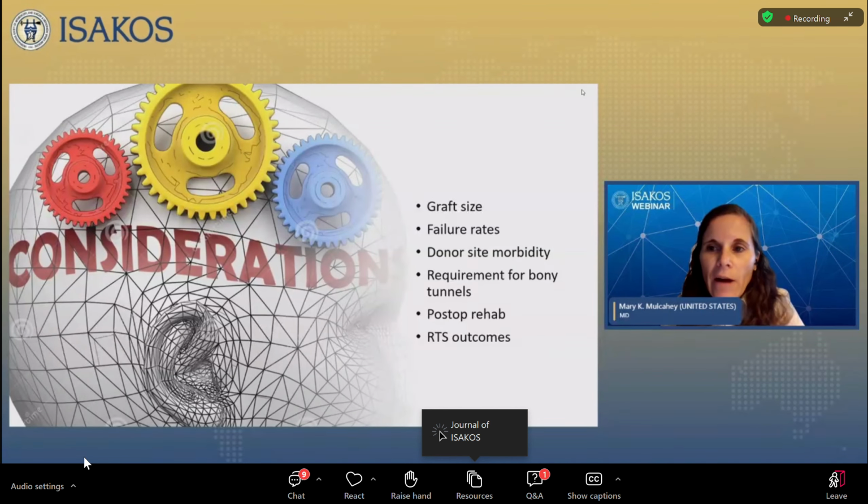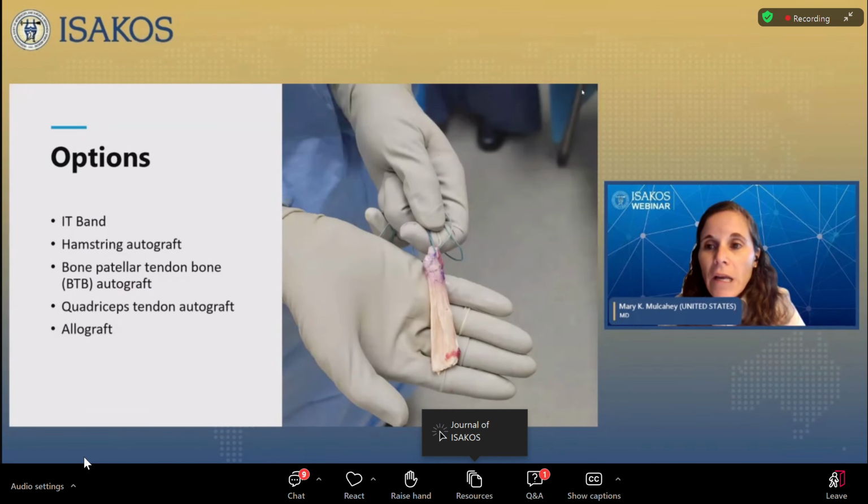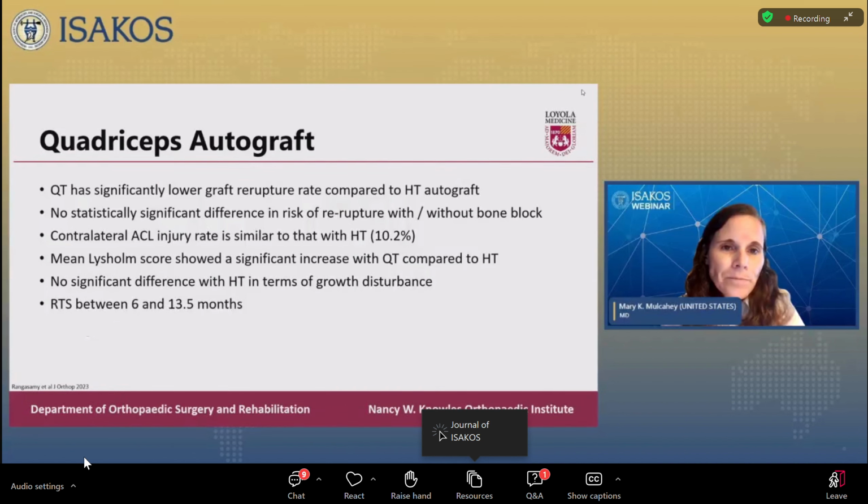And then very briefly on graft choice, we take into account a lot of factors in these kids. So graft size, overall failure rate, the risk of morbidity to the patients, and then requirements for bone tunnels. Additionally, we want to keep in mind post-op rehab and return to sport outcomes. We have several options: IT band, hamstring autograft, BTB autograft for our essentially skeletally mature kids, quad autograft, which has become more and more popular, as we've heard, and then allograft really is not an option in these kids.